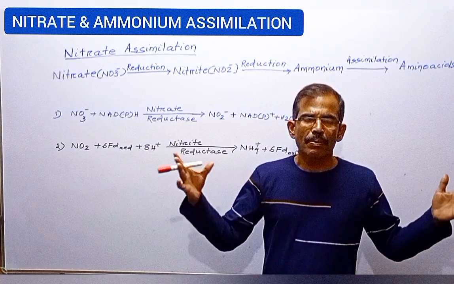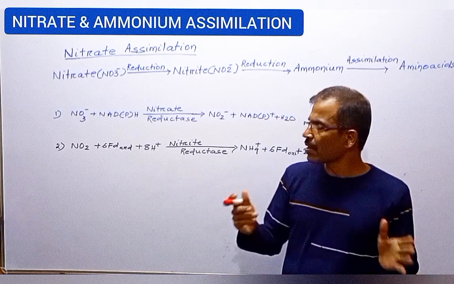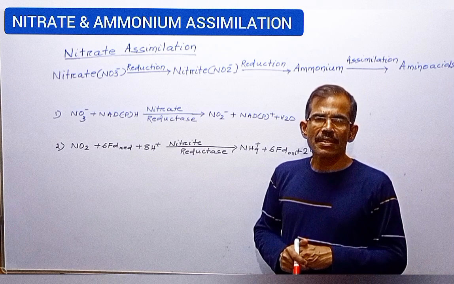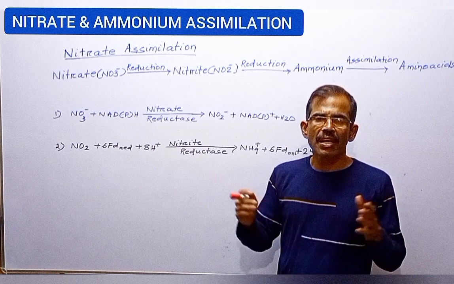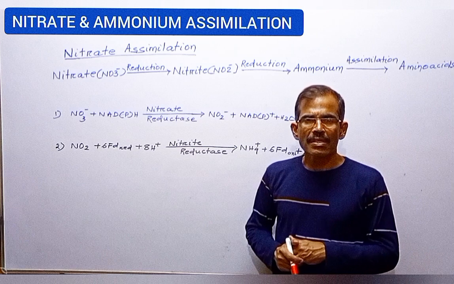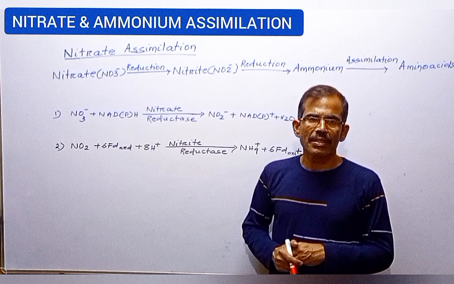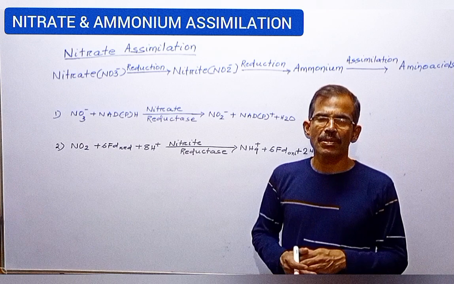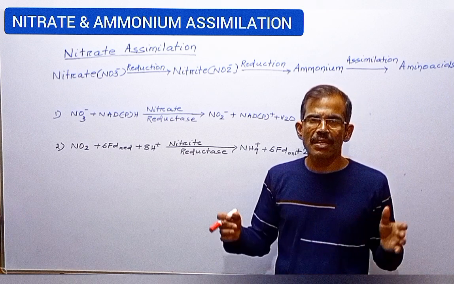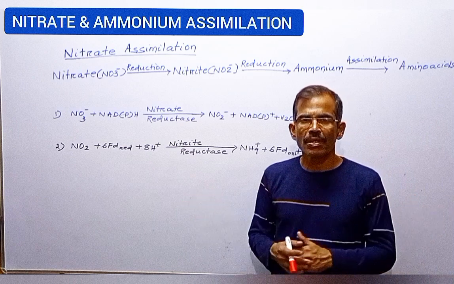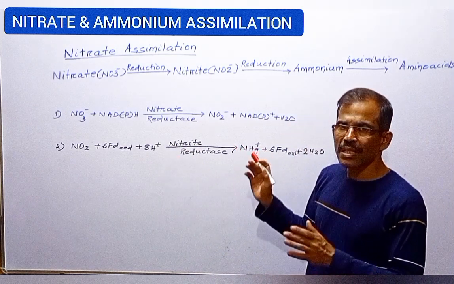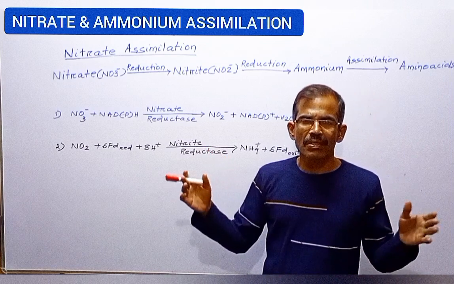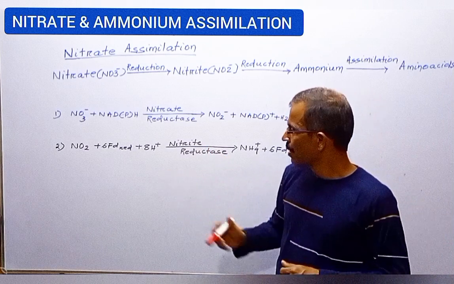The second step of nitrate assimilation is the reduction of nitrite into ammonium. Nitrite is a highly reactive and potentially toxic ion. Plant cells immediately transport nitrite generated by the action of nitrate reductase from cytosol to chloroplast in leaves and plastids in roots. This reaction, which is catalyzed by the enzyme nitrite reductase, involves the transfer of 6 electrons.